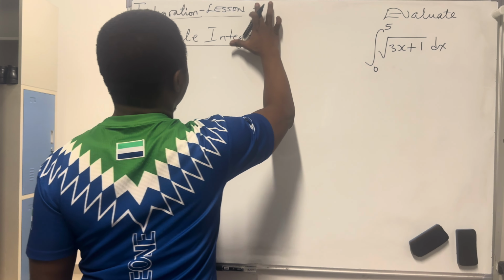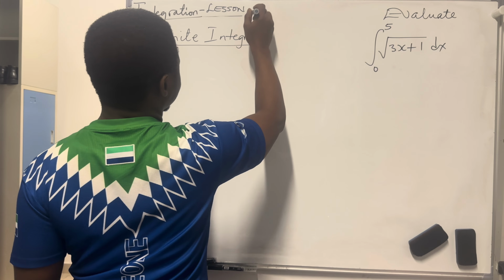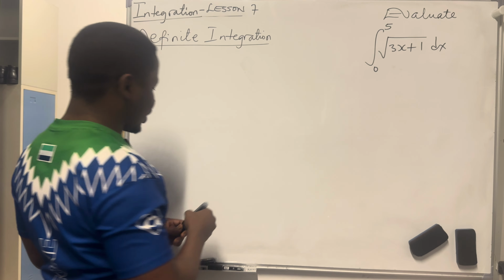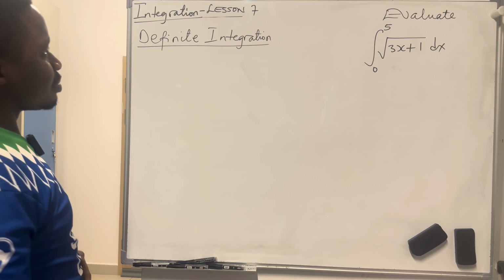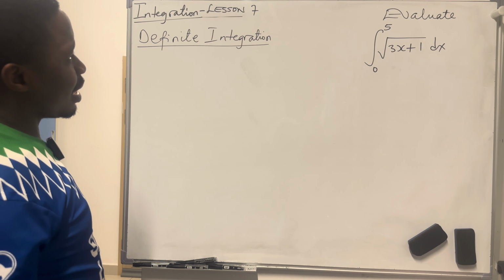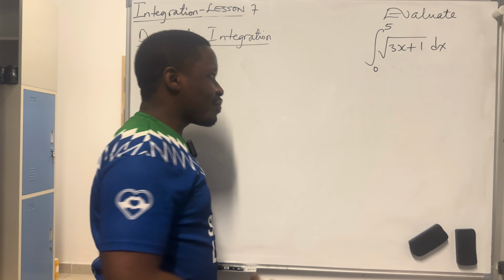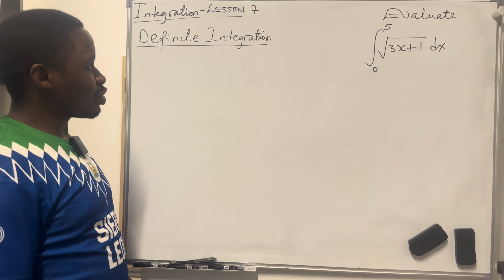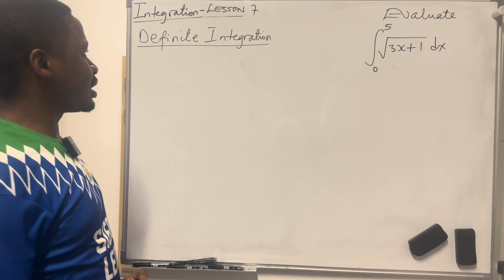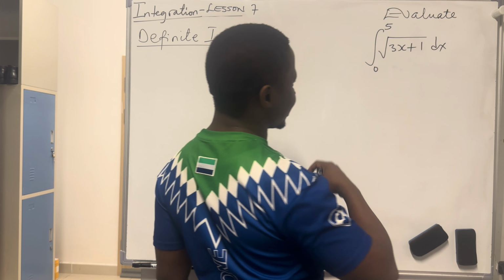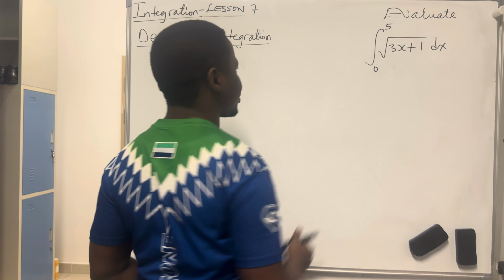We have the seventh class for integration. Here, this is what we have. It's obvious that we are coming to perform definite integration. Yeah, this one is a definite integral. Why? Because there are limits.